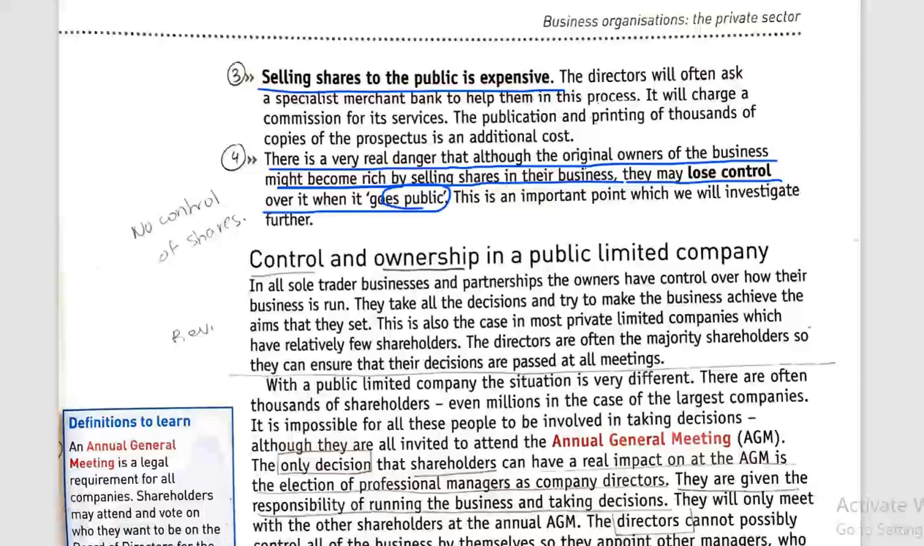So in this video, this is part two of the fourth lesson in section one in business studies, types of business organization. In our previous video, we were talking about the different forms of business organization in the private sector, and now we're going to be talking about the control and ownership in the public limited companies. We are going to see how we control things in public limited companies, and about the ownership in the public limited companies.